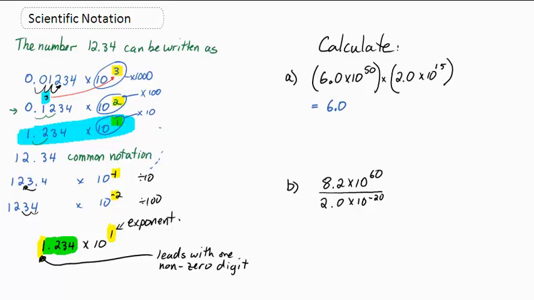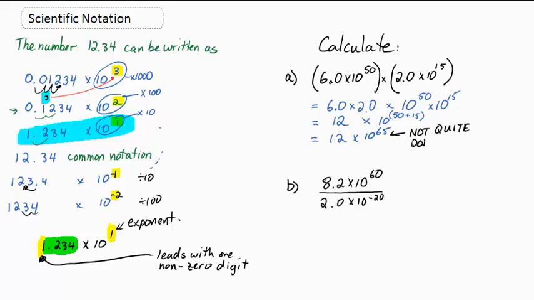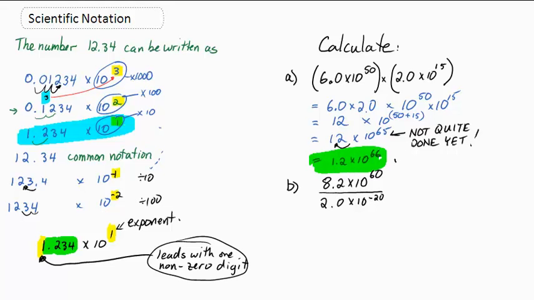Consider pausing right now. Okay, I'm going to give this now as an example. 6 times 2 times 10 to the 50th times 10 to the 15th. The exponents add, and I get 12 times 10 to the 65th. But I must lead with a non-zero digit. So it's going to be 1.2, and I have to make one tiny adjustment, times 10 to the 66. And this number is in scientific notation.